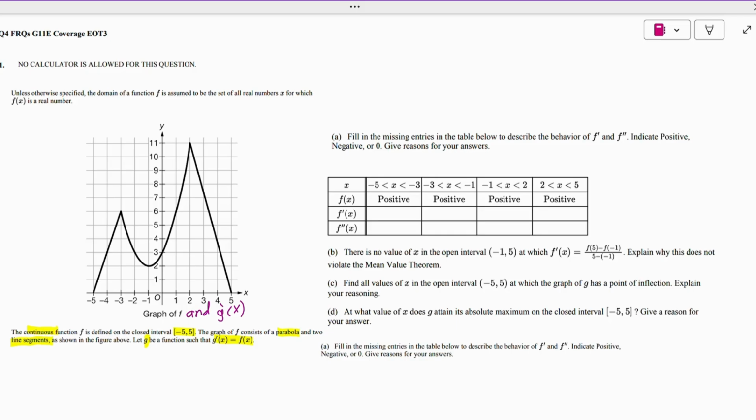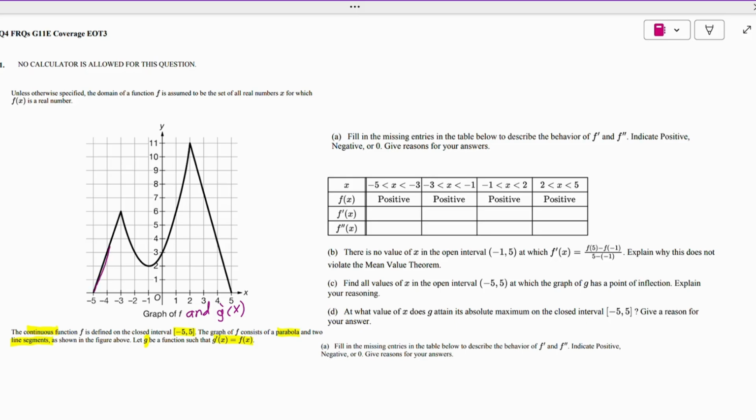Part A, fill in the missing entries in the table below to describe the behavior of f prime and f double prime. Indicate positive, negative, 0, and we have to give a reason for that. So they are asking us to complete this table. Now we need to find f prime of x. What is the sign of f prime of x, or is it 0, from -5 to -3?